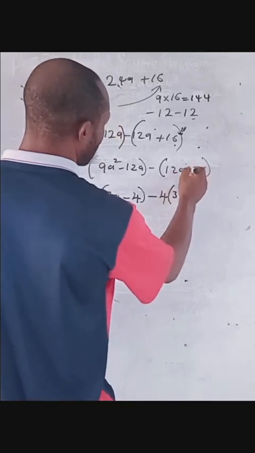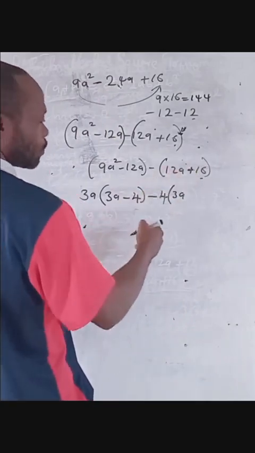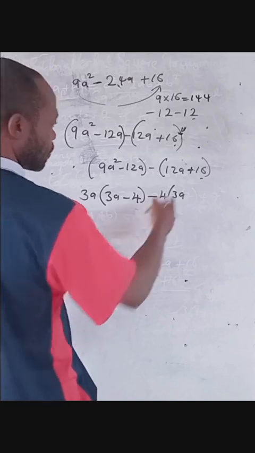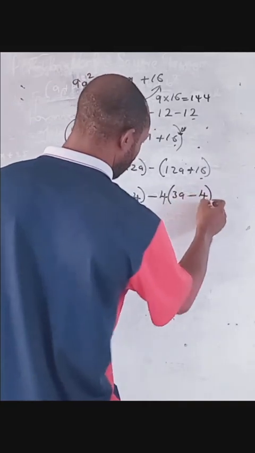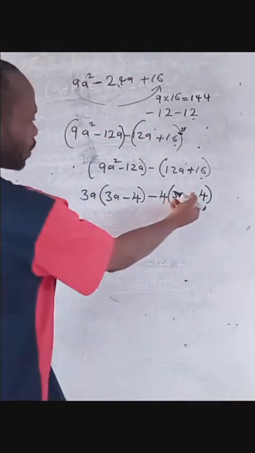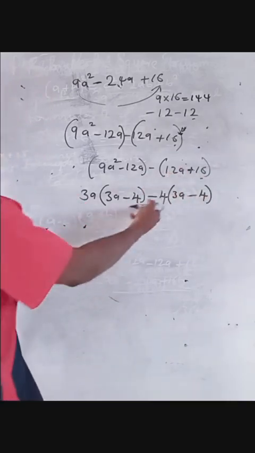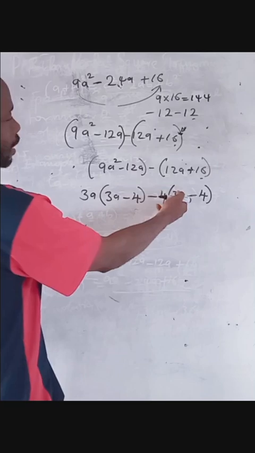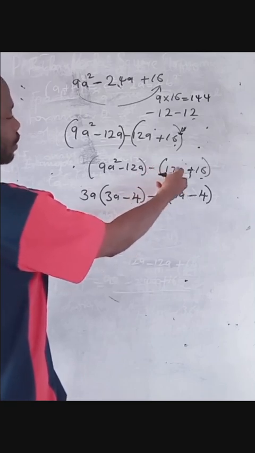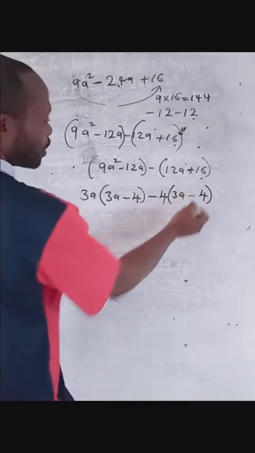There's a negative. Okay, this is a positive sign here, right? But I'm going to change this positive sign to negative sign. So this is going to be 4. Why did I change it to a negative sign? Because I factorized this expression here. So now I have minus 4. Minus 4 multiplied by 3a is going to give me minus 12a. Minus 4 multiplied by minus 4 is going to give me plus 16. So that's why I changed this sign to negative.